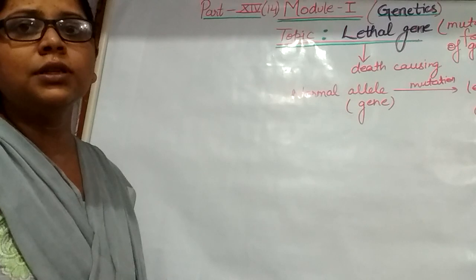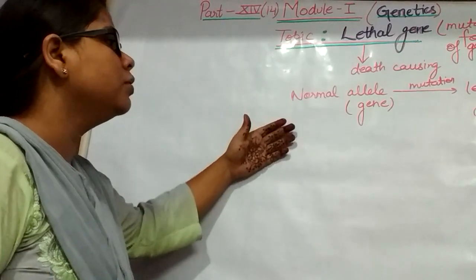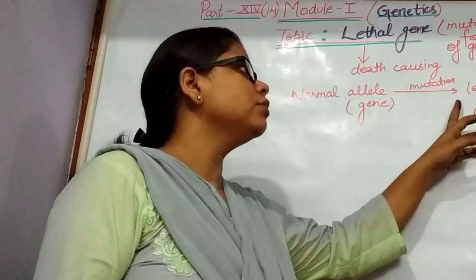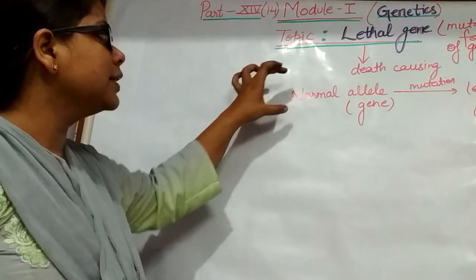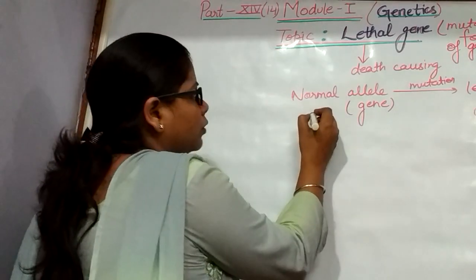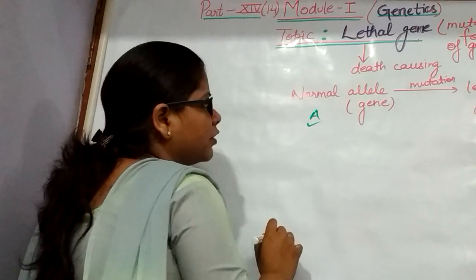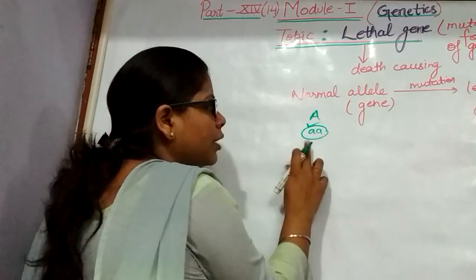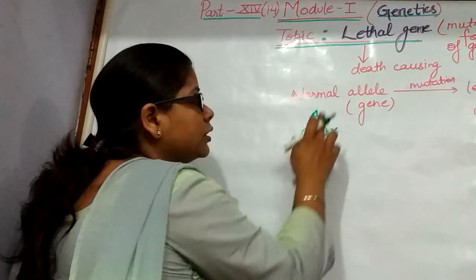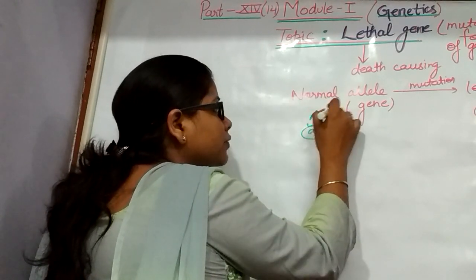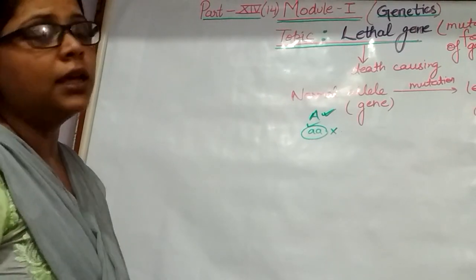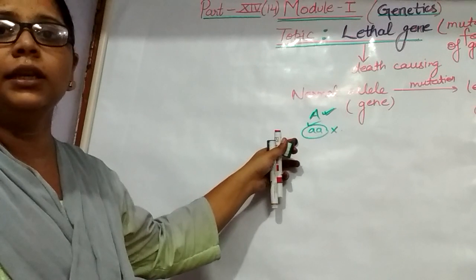One more thing I want to discuss here: when a normal allele gets converted into a lethal allele, this allele is necessary for survival. Suppose any allele, say the capital A, is necessary for survival. But in this case, not a single A is present, so this one becomes lethal. So this normal allele is very much essential for survival, and if this allele becomes mutated, it will finally get converted into a lethal allele.